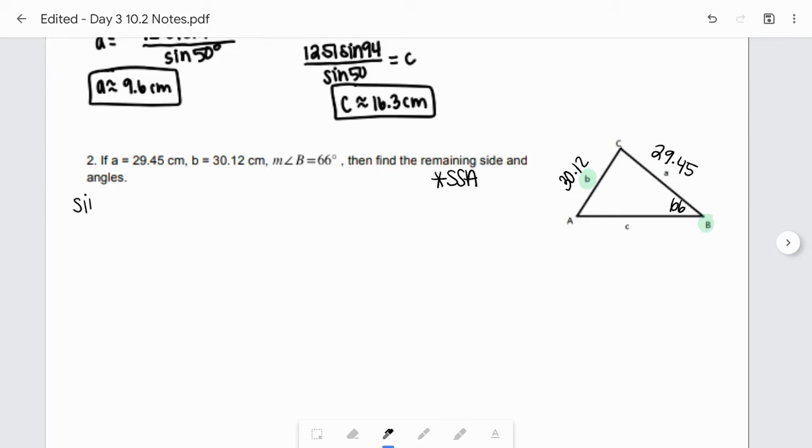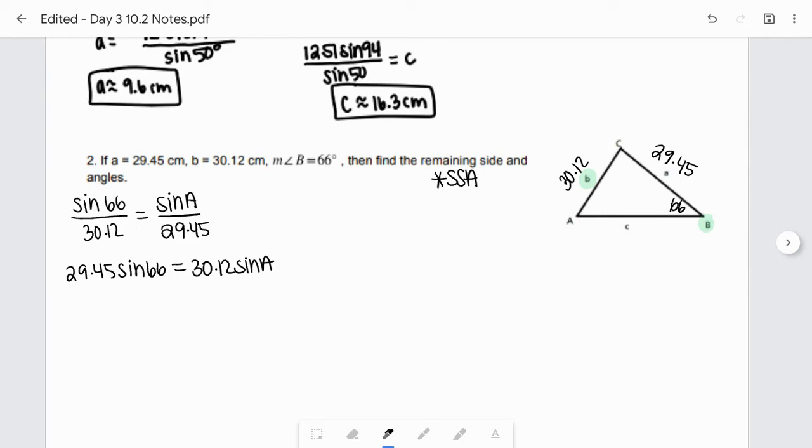So I have sine 66 degrees over 30.12 is equal to sine A over 29.45. Okay, so we just cross multiply. So I have 29.45 times sine 66 is equal to 30.12 sine A. Okay, let's just divide. So I've got 29.45 sine 66 divided by 30.12 is equal to sine A.